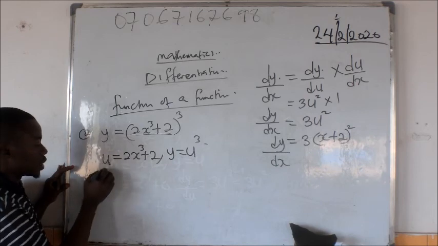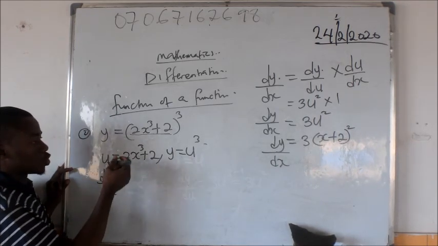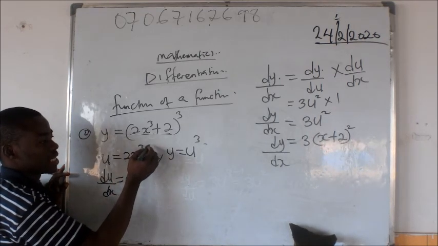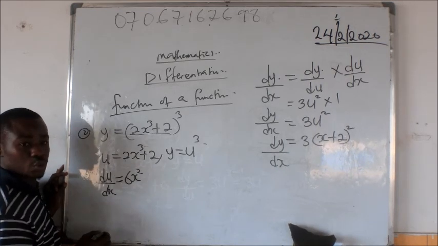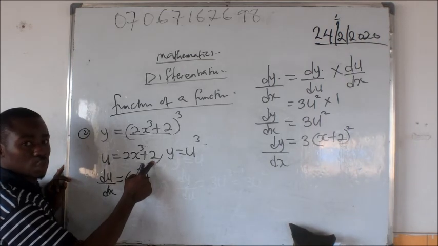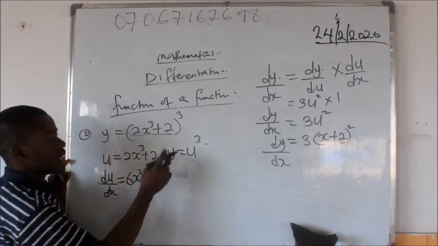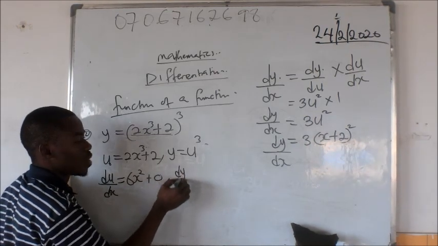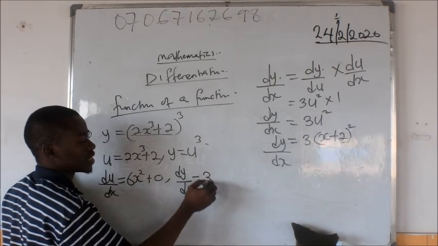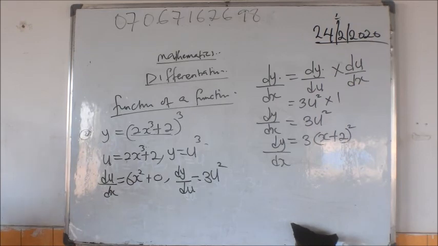If you are differentiating this one, it means du over dx is equal to 3 times 2, which is 6x raised to power 3 minus 1, which is 2, plus differentiation of 2, which is 0. Then this one, dy over du, will give you 3 times u, that's 3u raised to power 2. Are we getting it now?